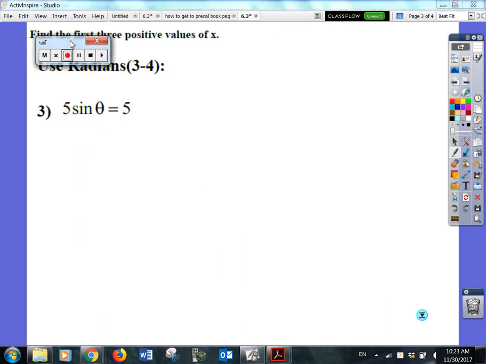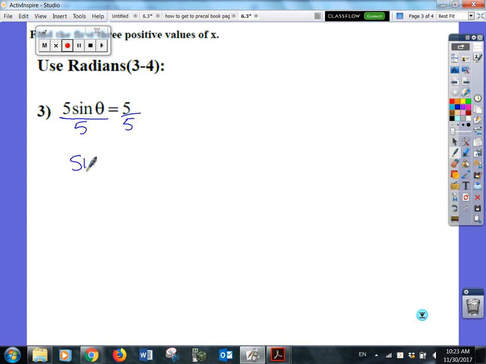All right, then we have use radians. So the last two problems we're just going to do in radians. The steps are the same. You're just in radians versus degrees. First goal is always to get the sine theta, or whatever the word, by itself. So you divide by 5, and you get sine of theta equals 1.